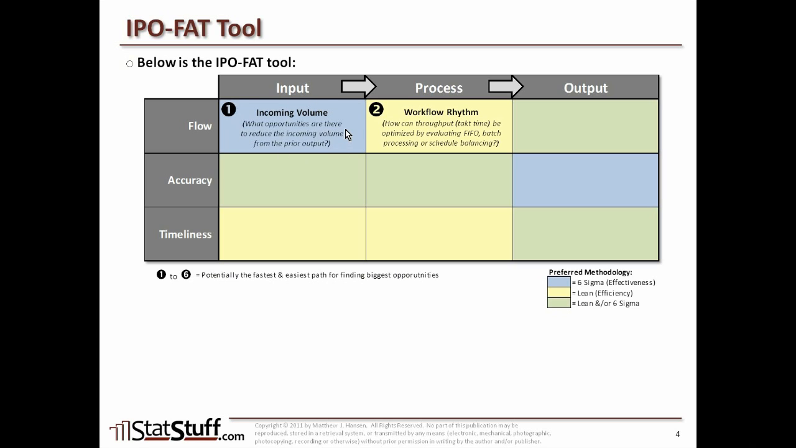Next, the opportunity is to look at the workflow rhythm. That is, how can the throughput, usually measured like takt time, how can that be optimized by looking at different FIFO, which is a first in, first out, or maybe batch processing or schedule balancing. Think of this in terms of like we want to balance our flow of the work with the availability of the resources to perform the work.